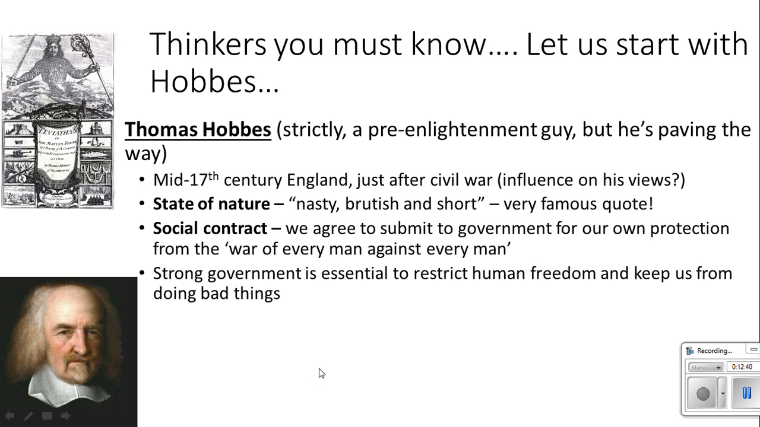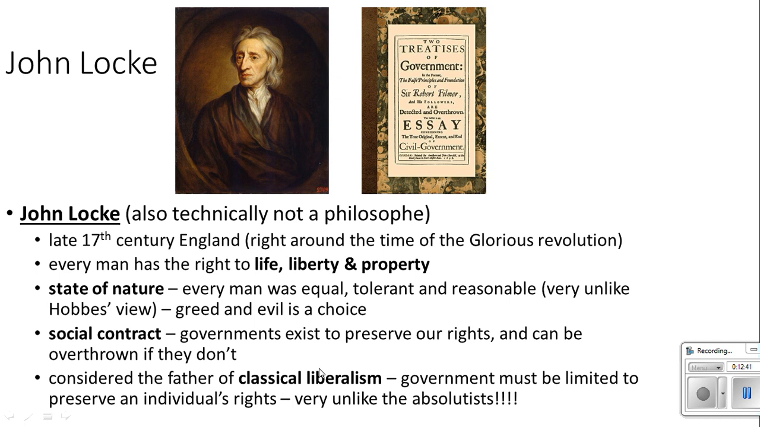So that's Hobbes. Also writing in England a little bit later in the 17th century is John Locke. Also technically not one of these so-called philosophers of the Enlightenment, but his work is absolutely crucial. And he's writing in England right around the time of the Glorious Revolution, so a much more positive view of English politics was presented to him, obviously, and that may have influenced his writing.